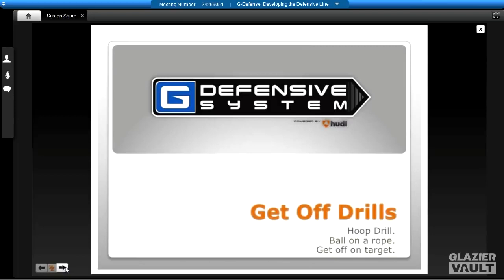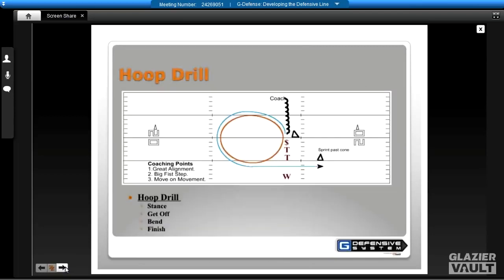So what we do is we take our stance and then we want to teach our kids how to get off the ball. And we want to get off the ball on movement. And everybody sees these hoop drills. And I love the hoop drill so much. And I like it because, number one, it teaches our kids to lean and bend. And it teaches them to get off, teaches them effort. I really like it. So here's what we do.